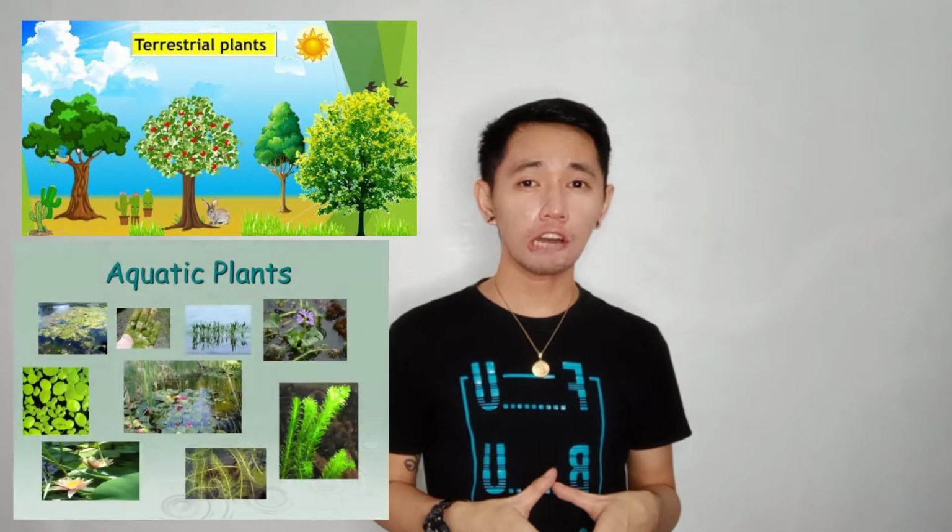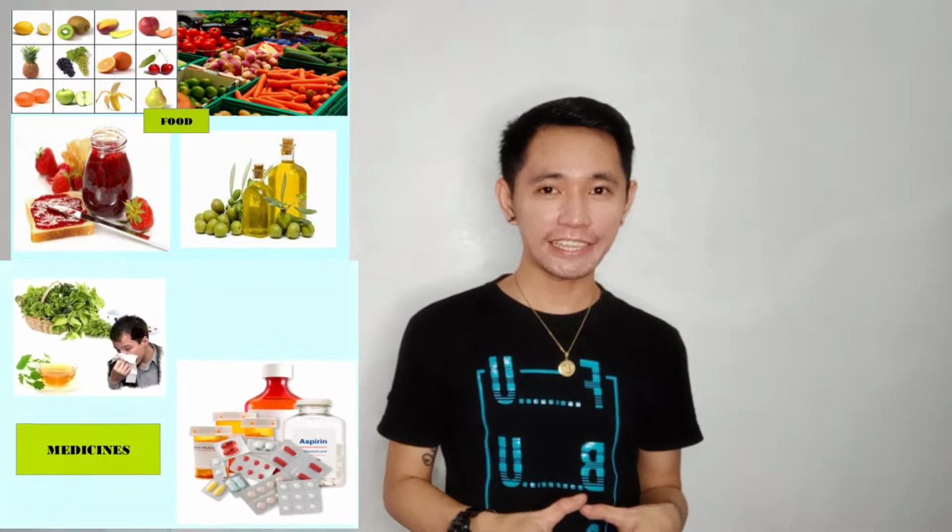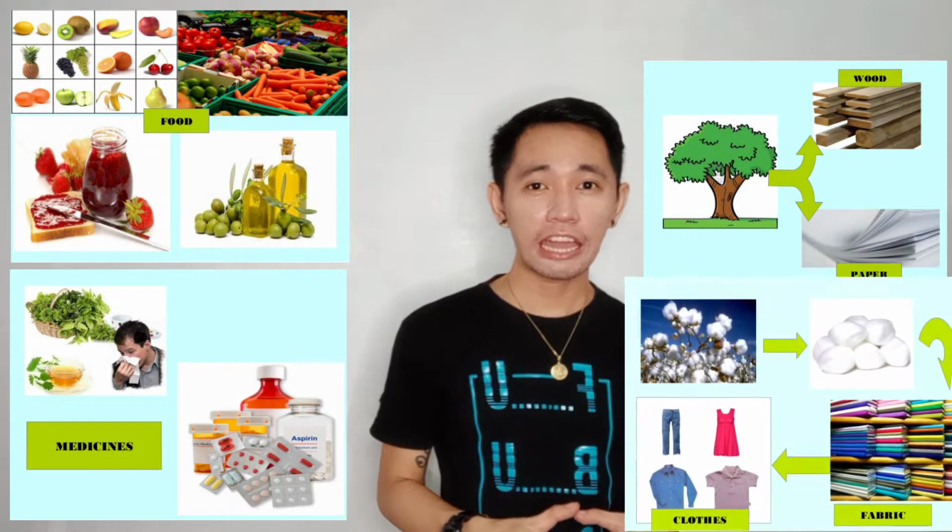Plants are found everywhere. Some plants are terrestrial and the others are aquatic. They are very important in all forms of life because they provide different organisms with food, medicine, shelter, clothing, and fresh oxygen. Furthermore, they beautify our surroundings.